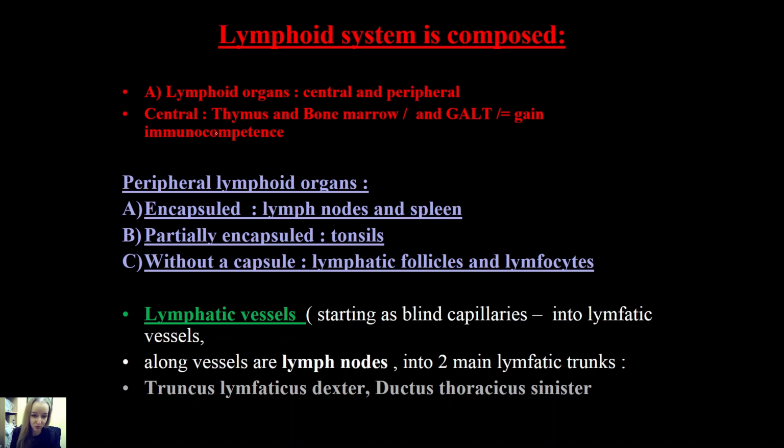And thymus is also a central lymphoid organ, and that's also true for gut associated lymphatic tissue. And these are central lymphoid organs because immune cells gain immunocompetence here. So you already know from the lecture about blood that thymus has T cells, T lymphocytes, and they gain immunocompetence here in thymus, and other cells gain immunocompetence here in the bone marrow.